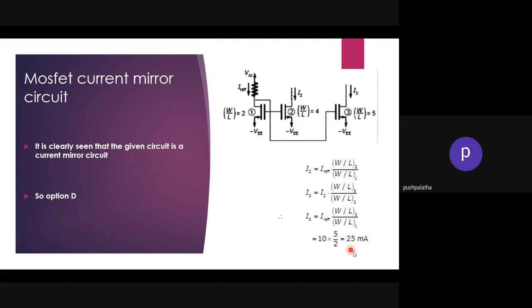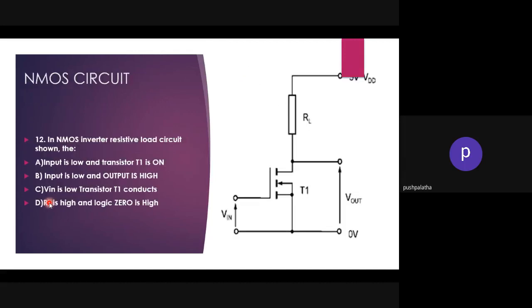That is what the change in current also occurs here in the I3, which is equal to 25 milliamps because of this width over length ratio. Because of the width over length ratio, we are actually getting this 25 milliamps. If the width and length ratios are all the same, the same current will flow. Sometimes they'll ask a question like that. I have seen in one question paper, the width and length ratio of all your devices are equal. When that is equal, your current is also equal, right? So here it is option D, right?